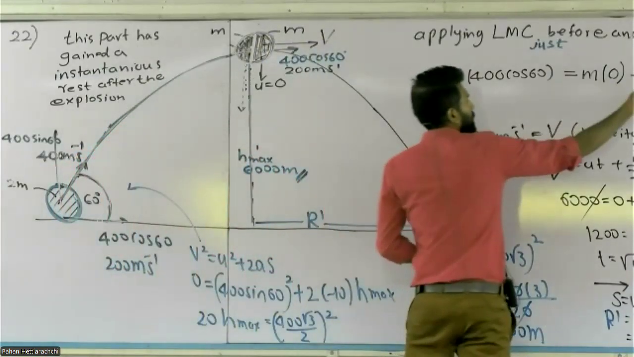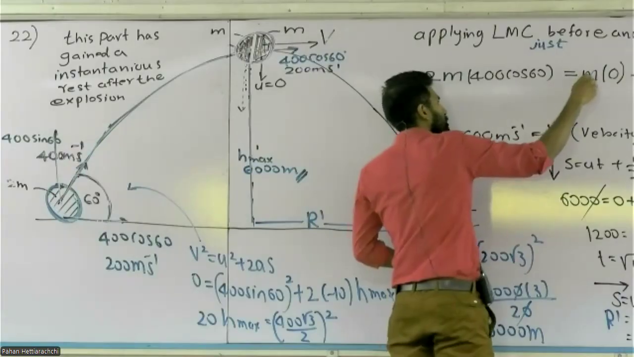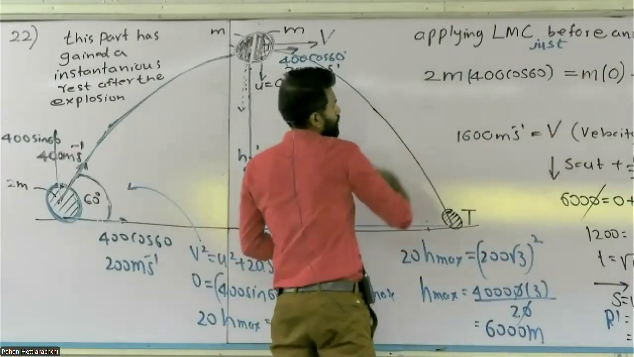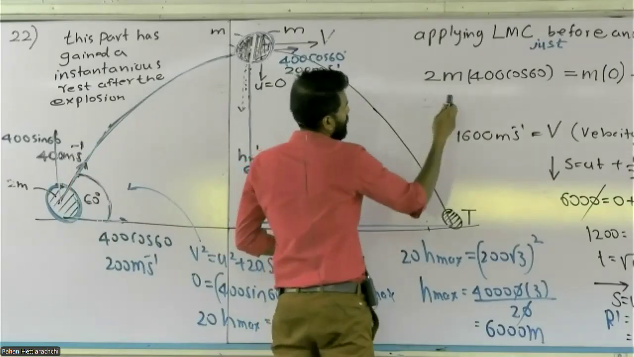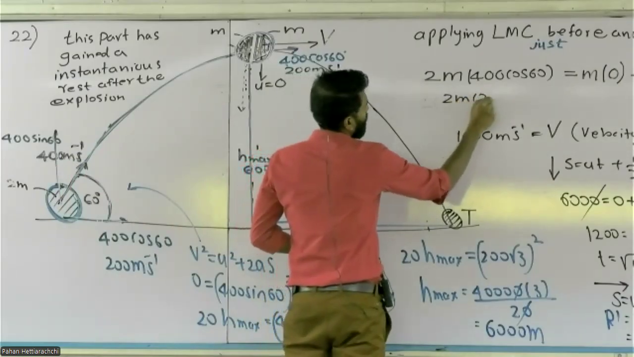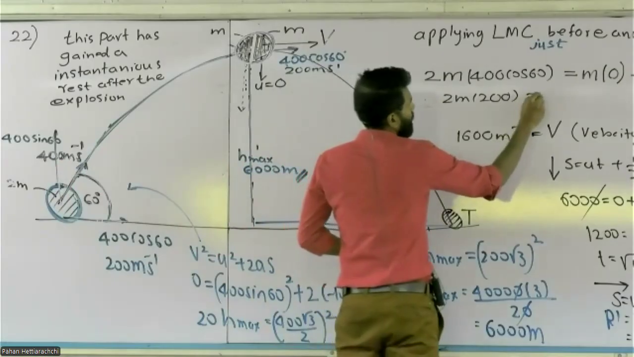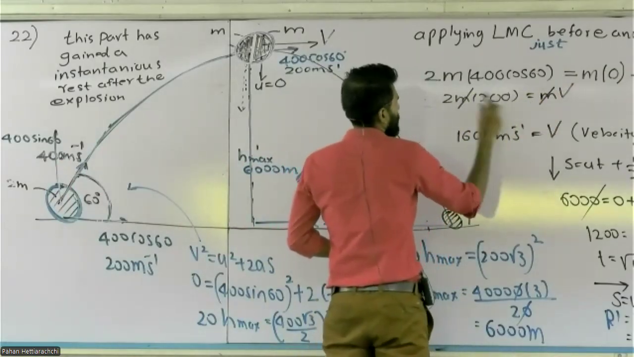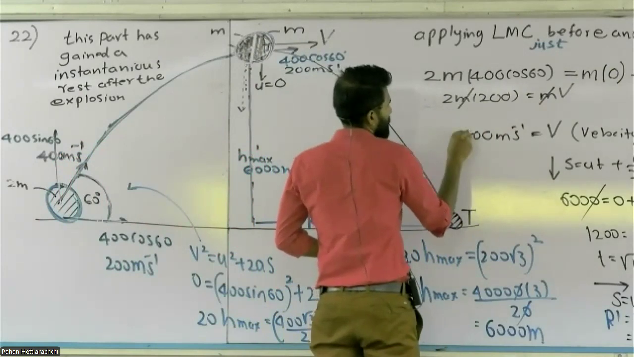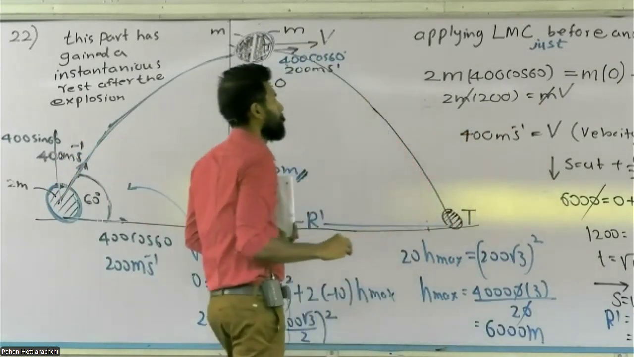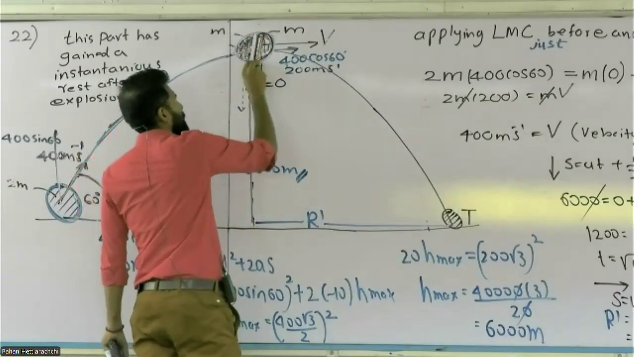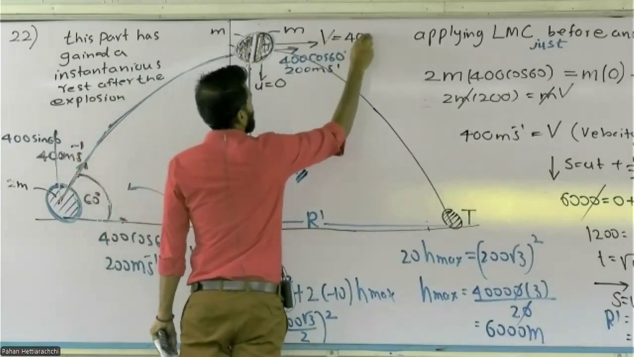These are the momentum components after the explosion. 2m into 200 equals m into v. M will cancel out. So v is equal to 400. Now that's the place I made the mistake. So the velocity gained by the remaining fragment is equal to 400 meters per second.